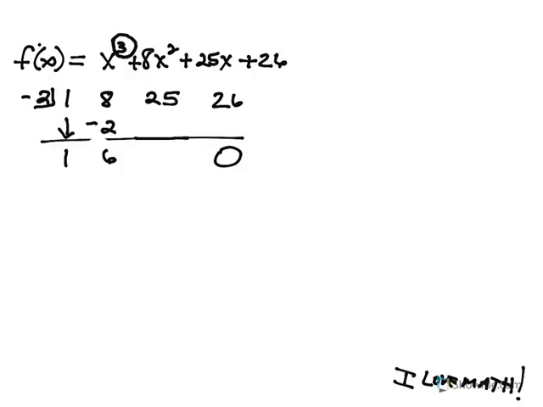Okay, so I had to fix my values. So 8 minus the 2 gave me a 6. 6 times the -2 gave me a -12. 25 plus a -12 gives a 13. 13 times -2 is a -26. So that gives me a 0.